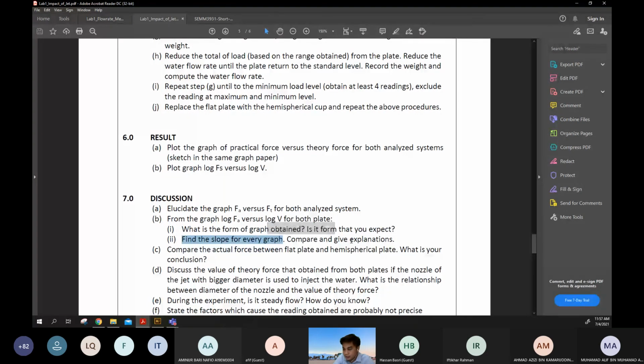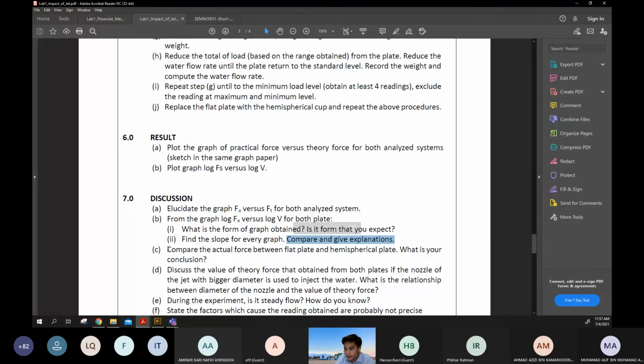Compare and give explanation. Please explain why it is increasing, why the slope is decreasing, why it has the lower slope compared to the hemispherical. You need to give explanation because of losses, because of the change of the angle, because the angle plays a very important role in reducing the loss, the friction loss.